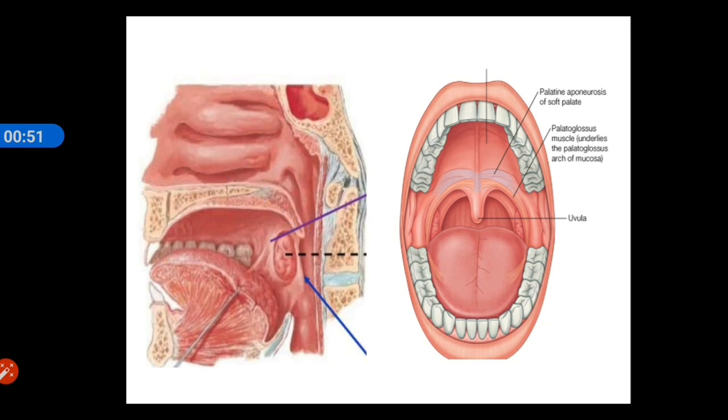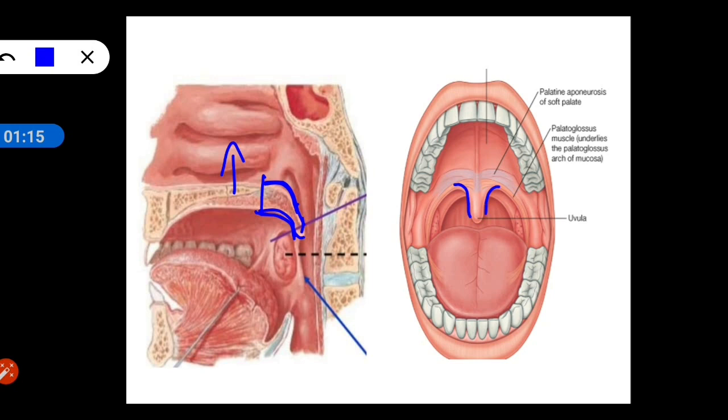Now we will see the anterior surface. It is concave and it looks downwards and forwards, whereas the posterior surface is convex and it looks backwards and upwards. The upper border is attached to the posterior margin of the hard palate and the lower margin is free. From the center of the lower margin there hangs a conical projection which is called the uvula.